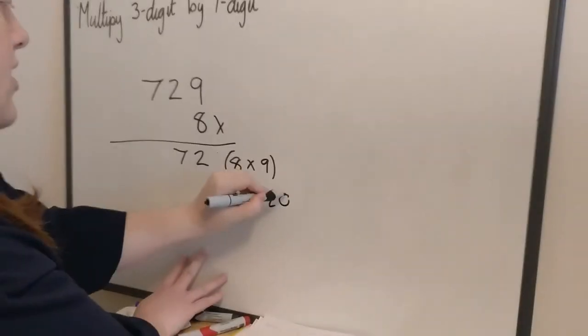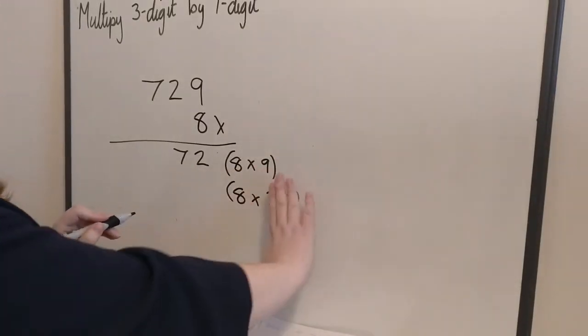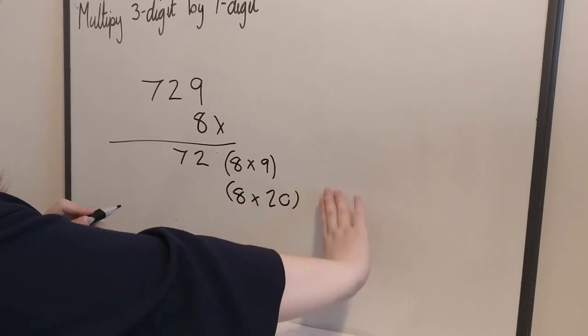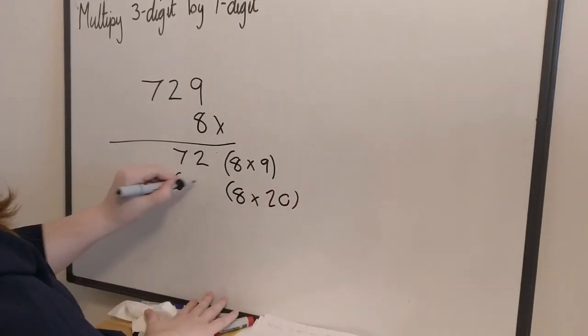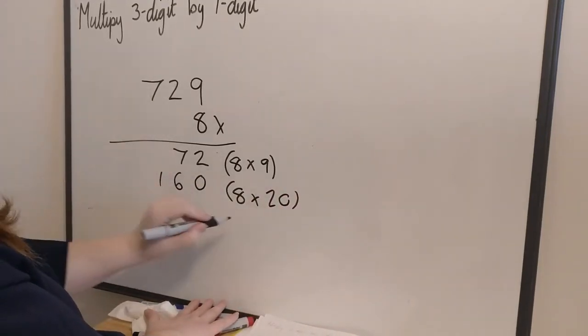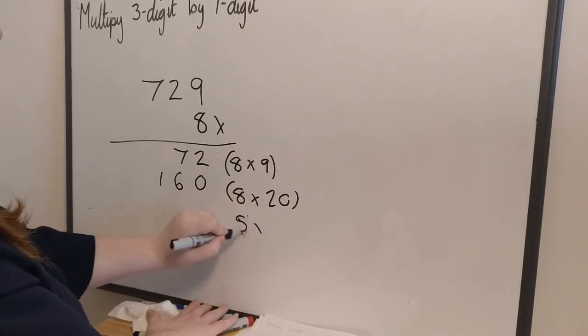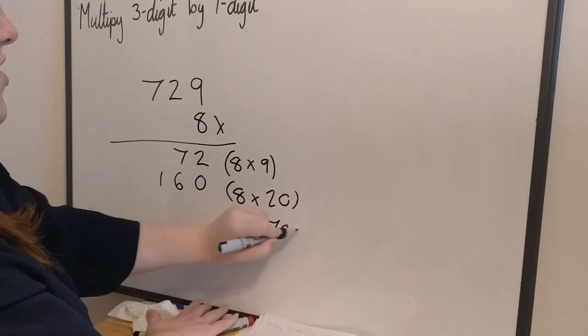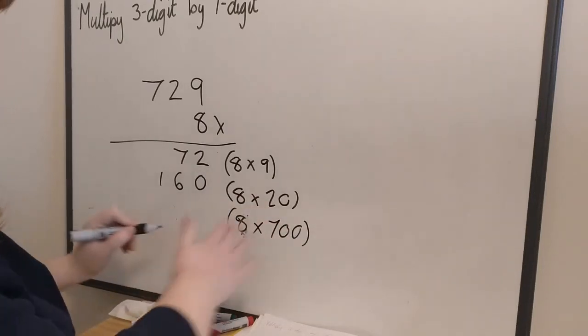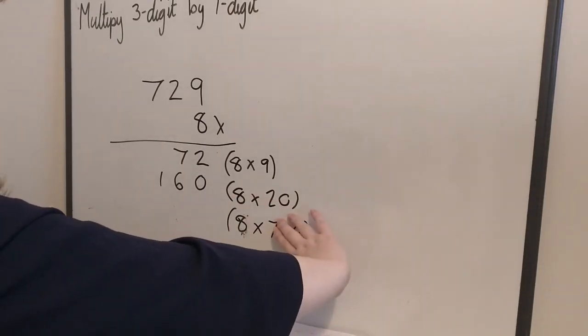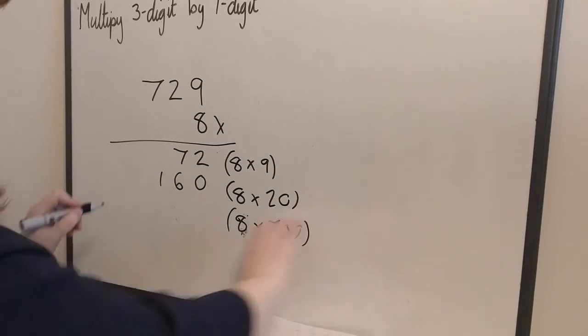So 8 times 9. 8 times 9 is 72. Then we've got 8 times 2 tens. 2 tens is 20. So 8 times 2, 16. Move it up in place value, 160. Then we've got 8 times 7 hundreds. 8 times 7 hundreds is 700. 8 times 7 is 56. And then move it up.